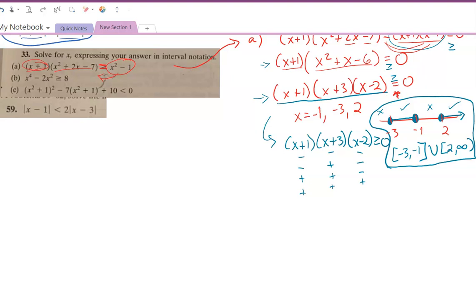Continuing with number 33, I'm going to go to part B now. Okay, so we'll come down here. For part B, we have another nonlinear inequality. We know it's nonlinear because x is raised to a higher power than 1.